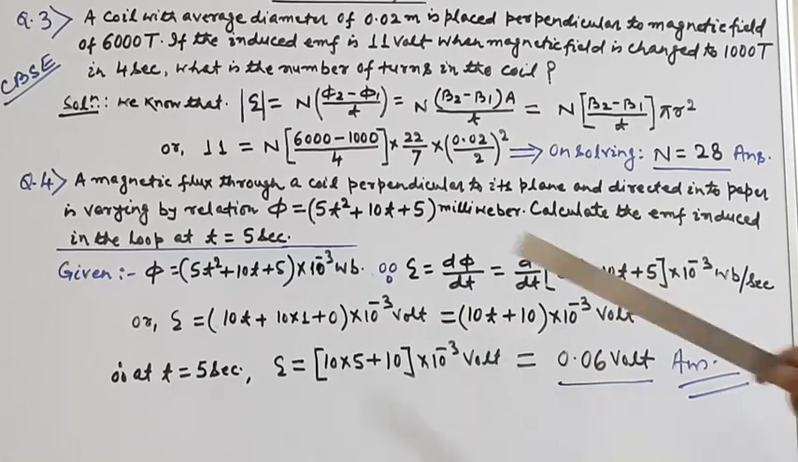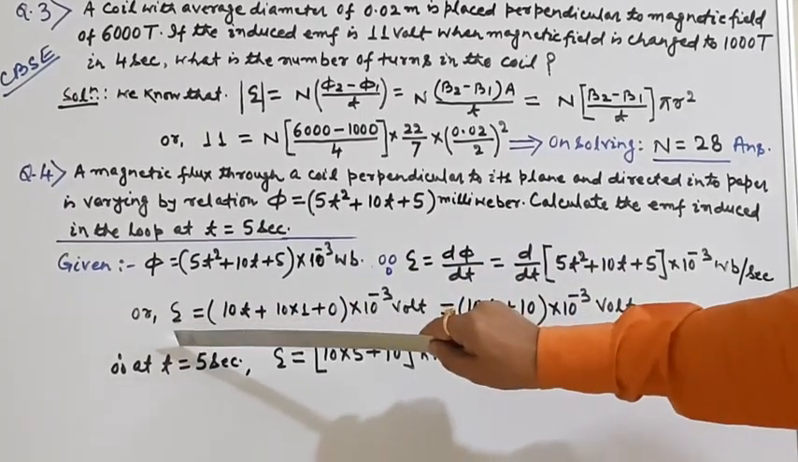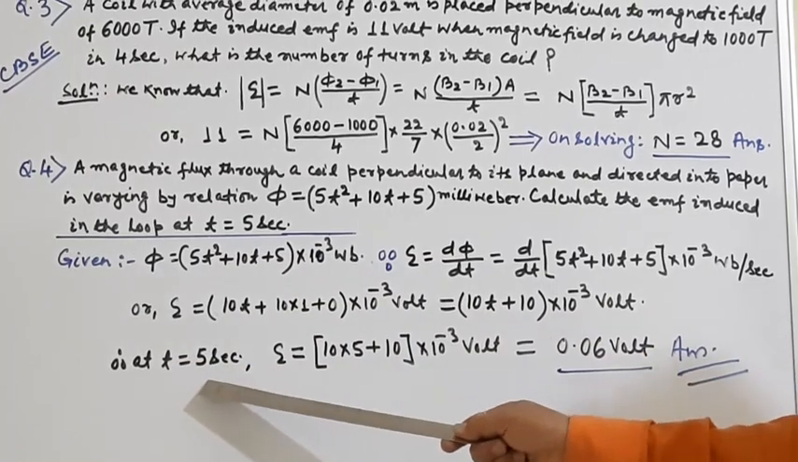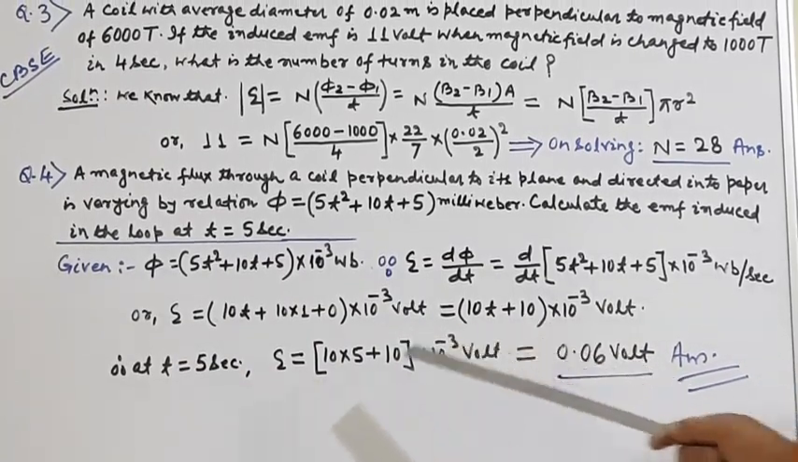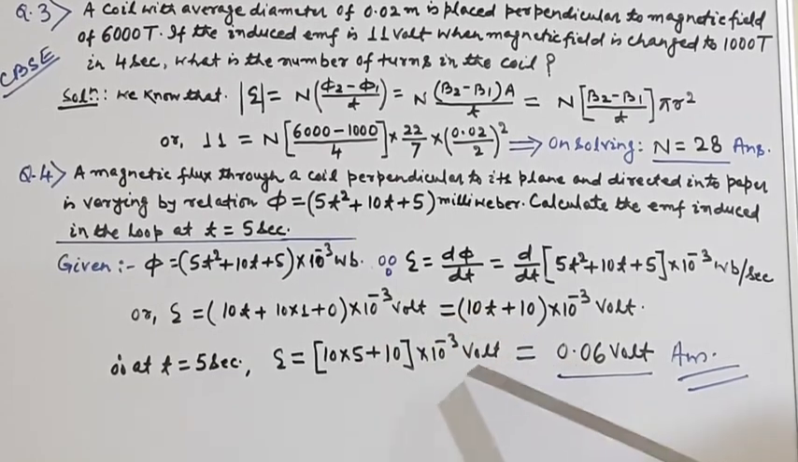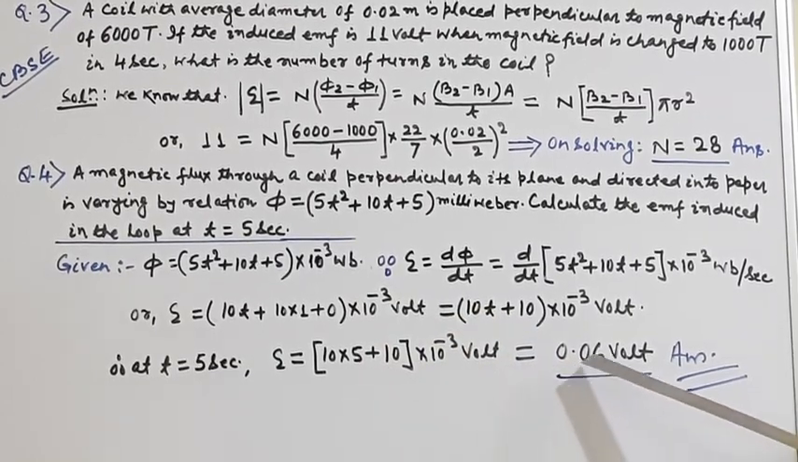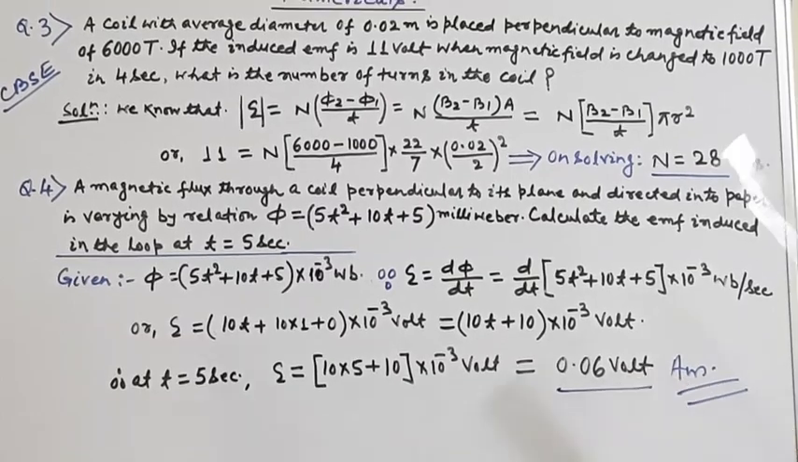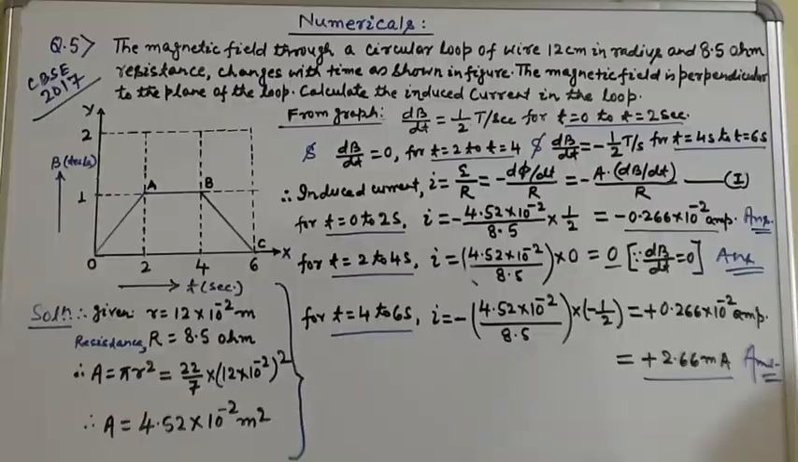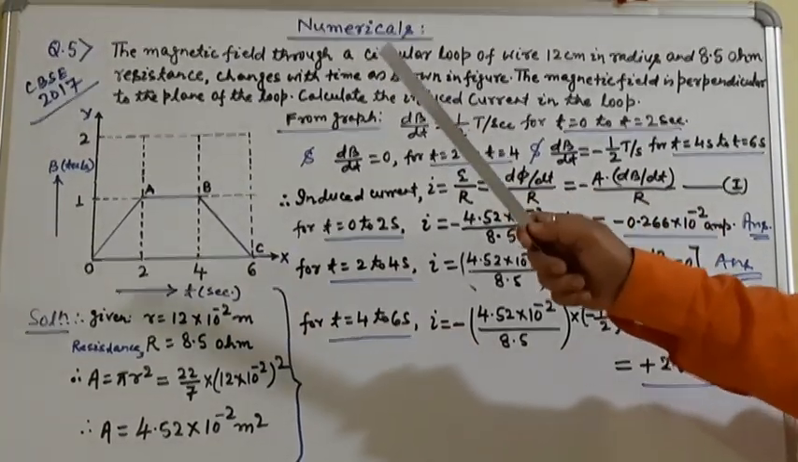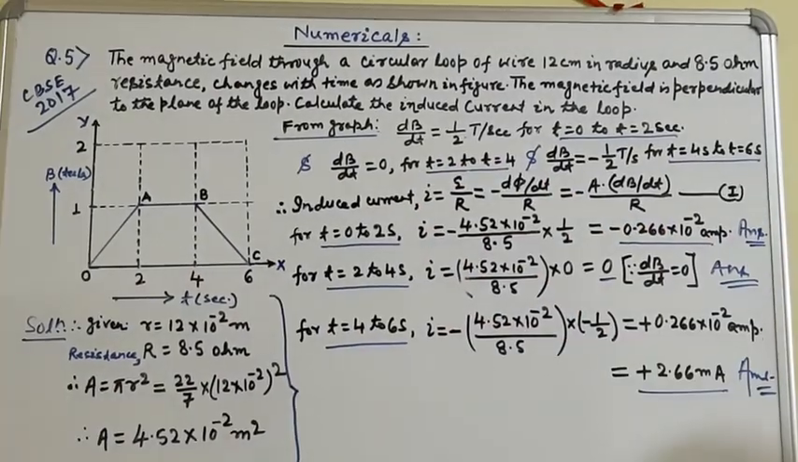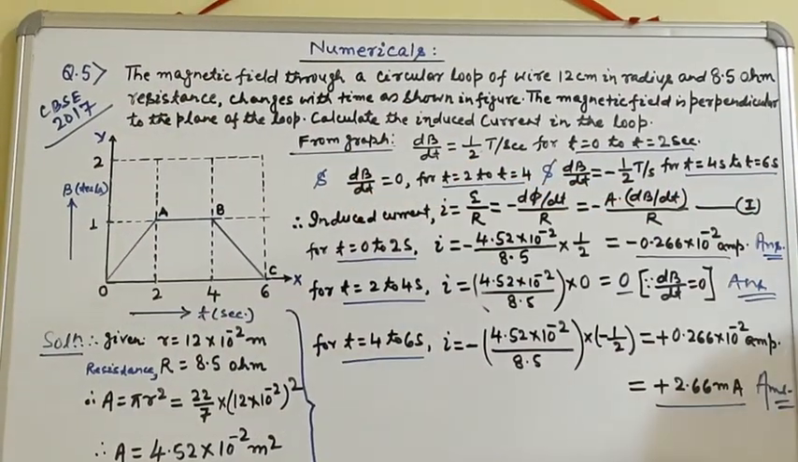The question is, you have to find this induced EMF at the time t equal to 5 seconds. So at t equal to 5 seconds, put the value of t in this equation: E is equal to 10 times 5 plus 10, times 10 to the power minus 3 volt. This answer becomes 0.06 volt. So if this type of question comes, you can solve it like this. This numerical I have taken from a previous year board question asked in 2017.